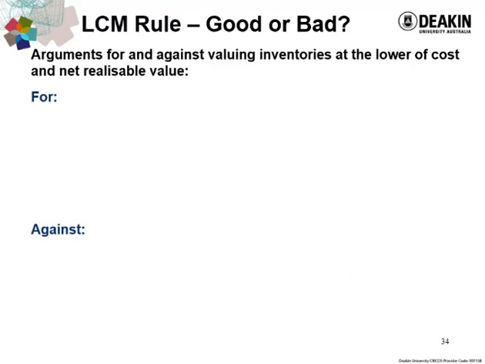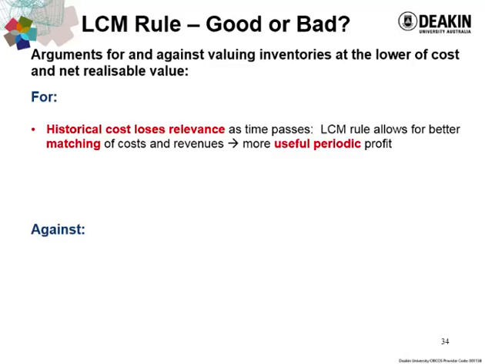So is the LCM rule good or bad? The LCM rule overcomes the backward-looking limitation of historical cost. So we know that historical cost is backward-looking. It loses relevance when time passes because historical cost ignores inflation. An NRV rule helps us to reflect the current value of inventory, so accounting information is more relevant. And the rule also reinforces the matching principle, because we recognize expense incurred and revenue incurred in the same period, so periodic profit is more useful for decision making.